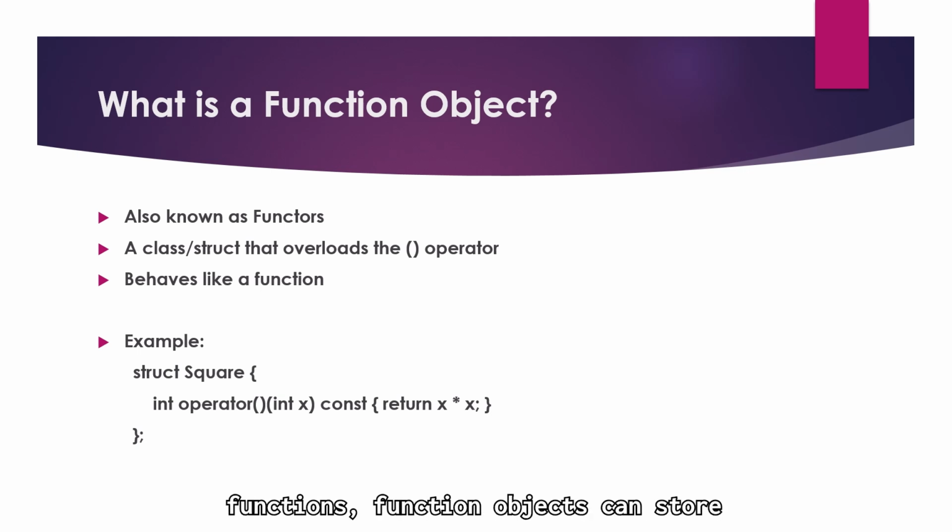Unlike regular functions, function objects can store state and contain multiple methods. This capability gives them a distinct advantage, especially when you need to encapsulate behavior with internal state. For example, the square struct you see on this slide overloads operator() to compute the square of an integer, which means it can be used as a callable function in your program.